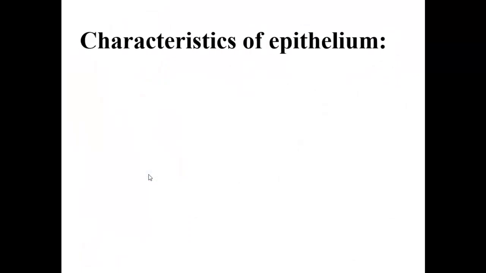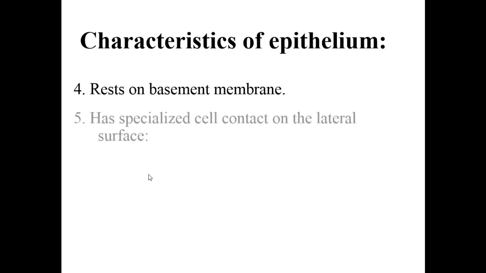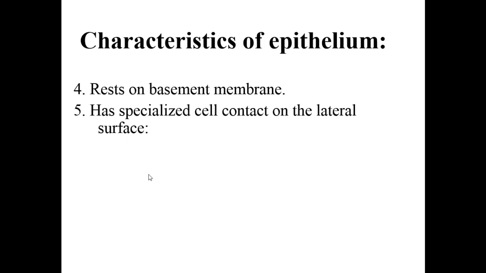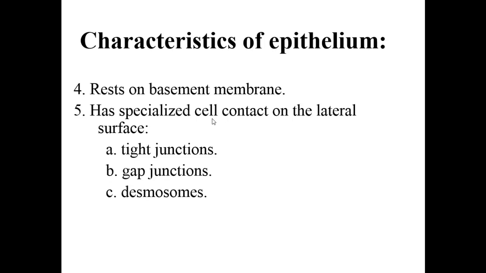Let us go back to the characteristics of epithelial tissue. We said that they are highly cellular, they are polarized, they have apical surface specialization. Number four, any epithelial tissue should rest on a basement membrane, and they have a lateral cell contact. They have a specialized cell contact on the lateral surface. We have seen the specializations on the apical surface. Also on the lateral surface, epithelial tissue has specializations. Like what? Like tight junctions, gap junctions, and desmosomes.